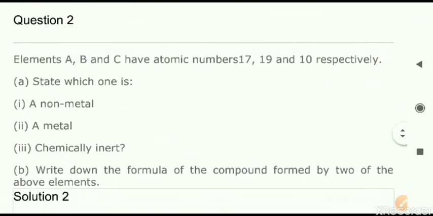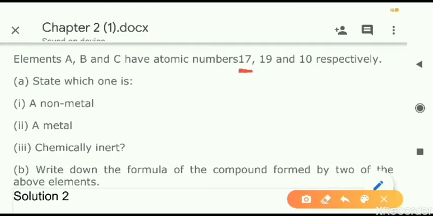Let us now come to question number 2. Three elements are given with their atomic numbers 17, 19 and 10. Now you have to tell which is a non-metal, metal and chemically inert. So based on the atomic number, you can classify element number 17, that is actually fluorine.